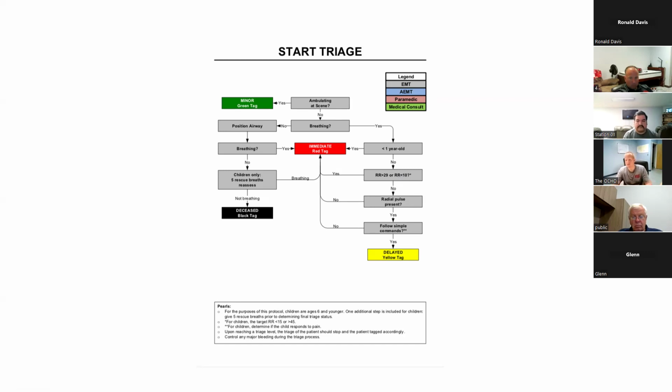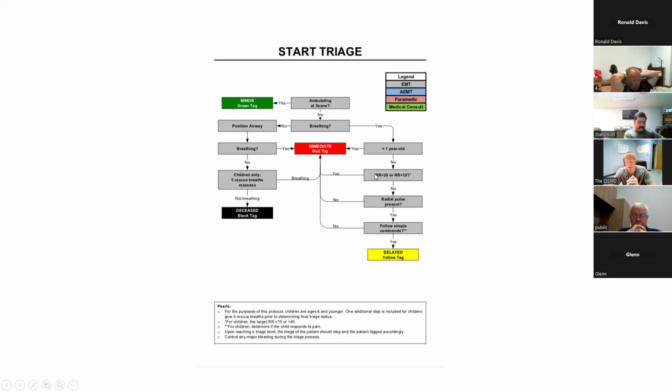So you want to be very efficient in this section because you're already dealing with some severe patients. With that being said, one of the big differences with this START triage algorithm is you control any major bleeding during the triage process, which incorporates somewhat of a treatment, such as the SALT triage system. So it's a very, very nice triage system. And all of these are well within the EMT scope of practice. So I'll send these out to you.